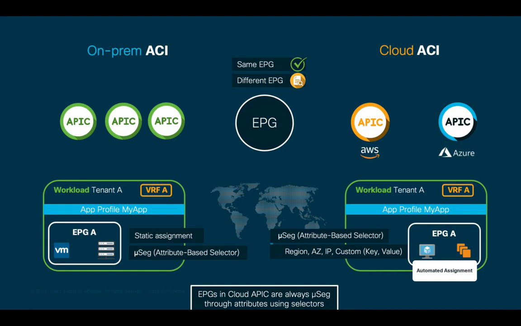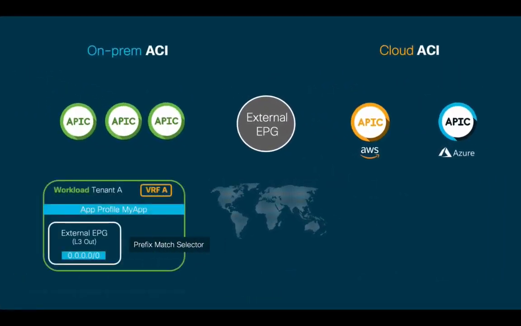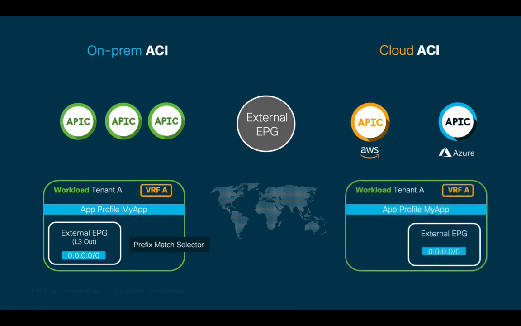Behind the scenes, ACI will transform that EPG configuration into an AWS security group, if you're running an AWS Cloud APIC, or an Azure ASG and NSG configuration, if you're running an Azure Cloud APIC. Then, just like L3 out or external EPGs on-prem, we have external EPGs in Cloud ACI, which automates the creation of a security group or NSG entry with the prefix you include in the selector, and then the corresponding rules when you create your contract. For example, if you wanted to create an external EPG representing the internet, you would need to add a quad 0 selector, just like in the on-prem version.